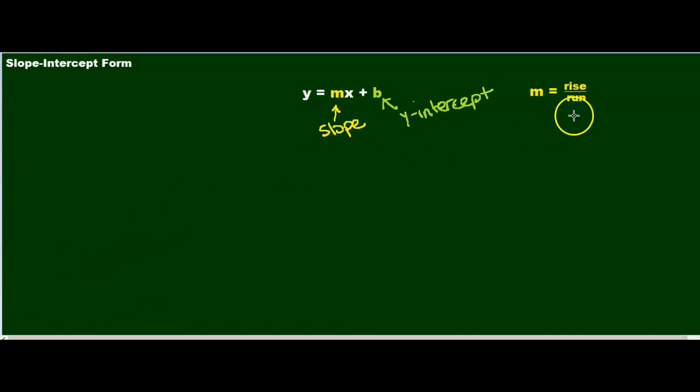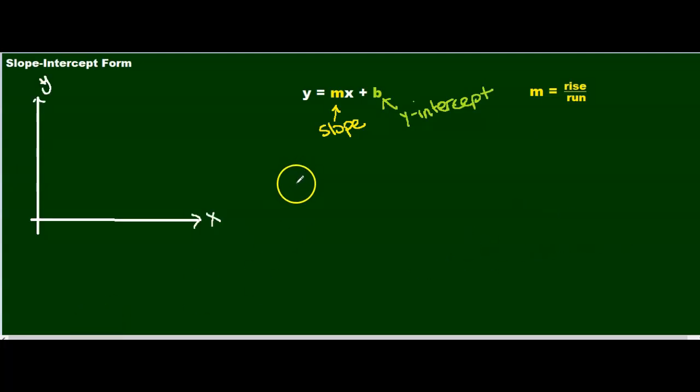Now recall the slope m is our rise over the run in the graph. The rise being how many units you went up or down, and the run being how many units you went left or right. So let's get an example. Let's say we had an equation that was y equals 2x plus 3. Now our y-intercept, which is where our graph cuts the y-axis, would be at 3. This will be our first point.